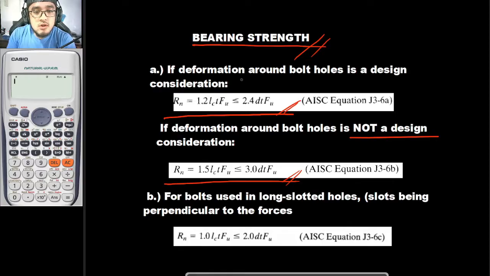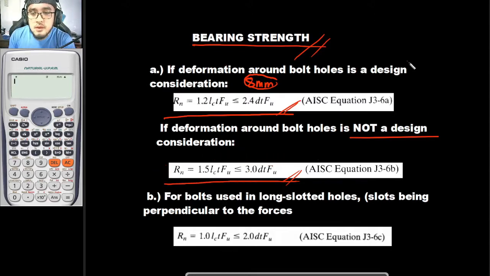in your connection, you don't want to have a deformation greater than 8 mm. So let's say 8 mm, this is our maximum deformation. So when our deformation is 8 mm and below, we would be using this formula right here. But if it would be greater than 8 mm, so say you don't care if the hole deforms, then you would use this one. That's if, once again, the deformation around bolt holes is not a design consideration. So once again, if it's okay with you that the deformation exceeds 8 mm, use this.